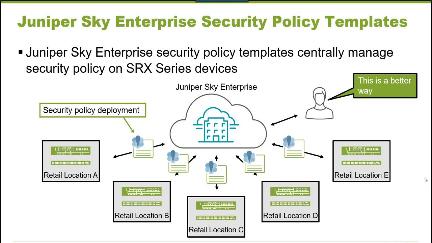Every time we open up a new retail location, we send an SRX Series platform out there, and I need to have a security policy ready to deploy at a moment's notice. And I need to be able to maintain that security policy so we have consistent security across all of our retail locations. We're going to use Juniper Sky Enterprise security policy templates for that. I'm allowed to define security policies in a template using Juniper Sky Enterprise, and then I can deploy that security policy template across a range of platforms. I'm going to connect to Juniper Sky Enterprise now and demonstrate this process.